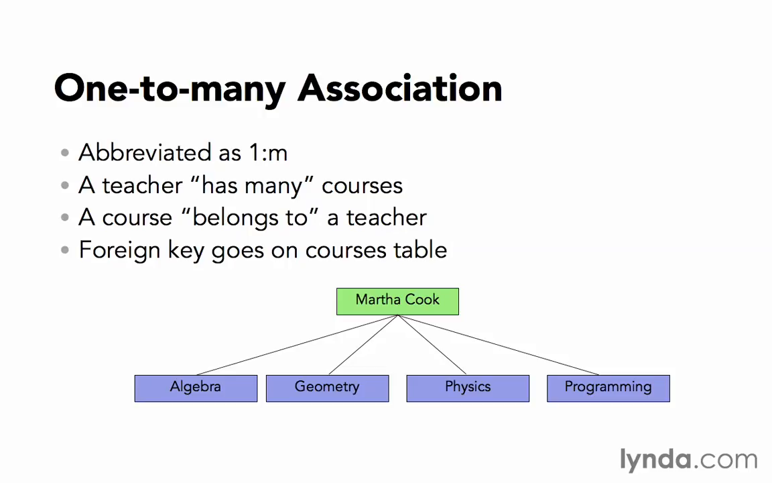In this case, it is not a design choice as to which direction they go. You can't flip it around. If the foreign key was on Martha Cook, we would store algebra's ID there, but then what would we do with geometry's ID to make that relationship? We have to store the relationship on the belongs to side of the equation.